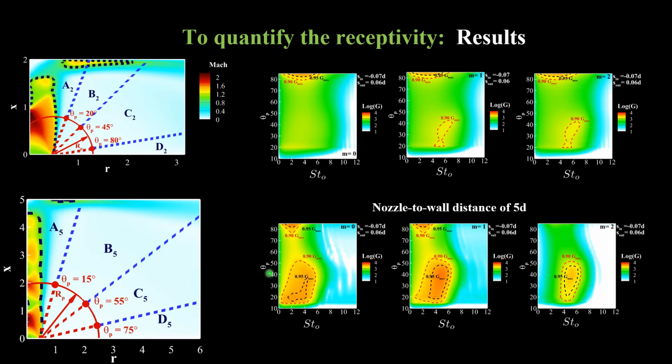Region C5 is defined at theta p between 55 and 75 degrees. As you can see, the transfer function behaves differently at this nozzle-to-wall distance. They are maximum at low frequencies. As we move away from the nozzle center line, the maximum transfer function moves to low frequencies. Moving to the last region, D5, close to the infinite nozzle lip, the transfer function is maximum for the first two azimuthal modes, and the maximum occurs at non-dimensional frequency around 2 to 4.